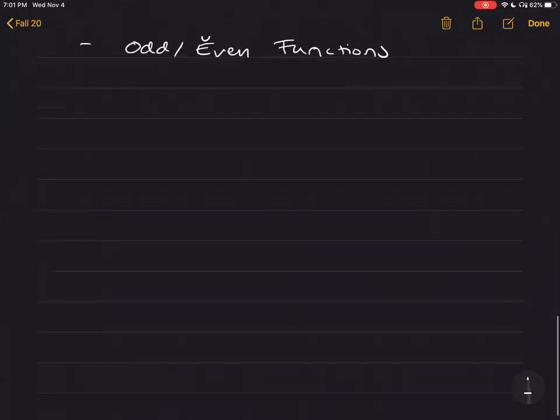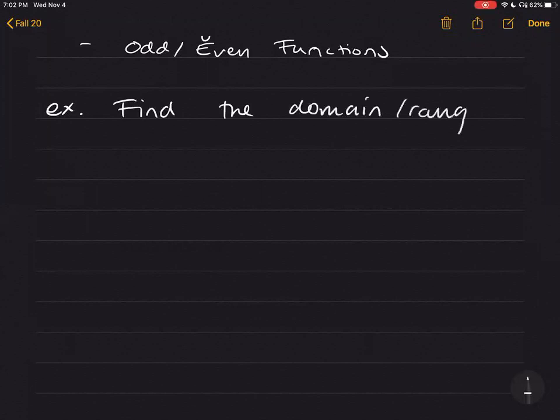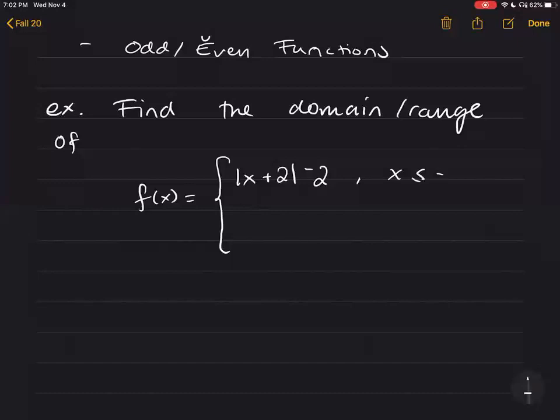So I'm going to do an example from the practice midterm. Let's say I want to find the domain and range of the following function. Let's do f of x equals, we'll make it piecewise. In the first case, we'll do |x + 2| - 2 for x less than or equal to -1. And in the second case, we'll just do x squared in the case that x is greater than 0.